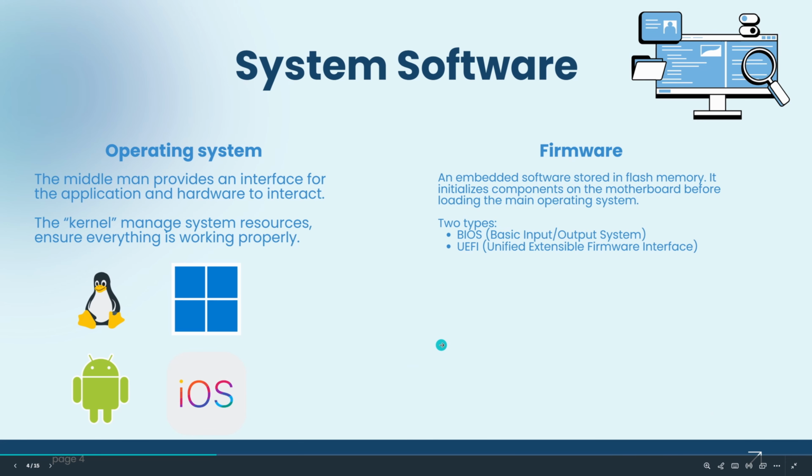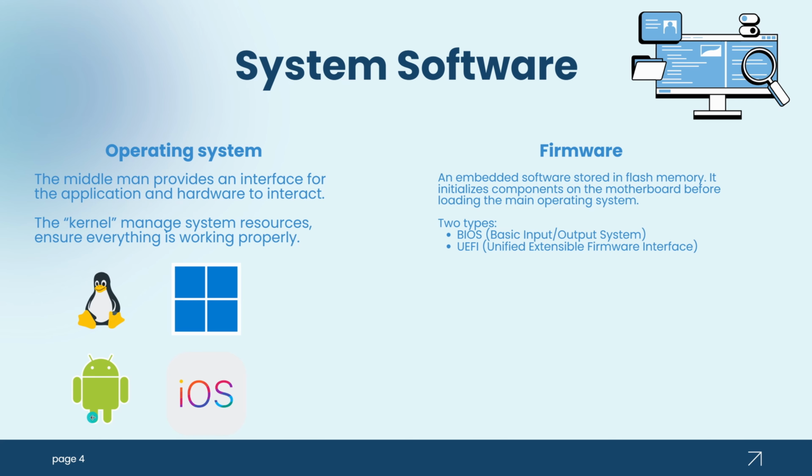System software has two types, called operating system and firmware. The operating system is the middleman that provides that interface for both the application and the hardware to interact. Whereas firmware is an embedded software stored inside a flash memory on the motherboard. Its job is to test all the components required on the motherboard before loading into the main operating system. It does that by using what we call a power-on self-test procedure, or POST procedure.